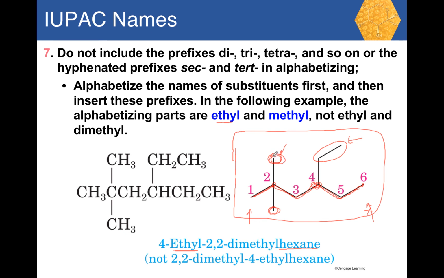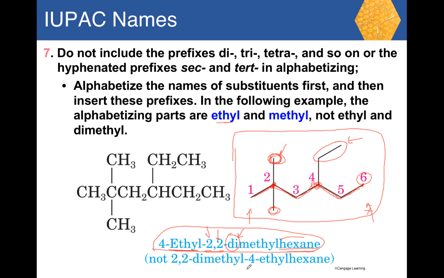Then we know that M comes after, because that's methyl and methyl, and there are 2 of these. And they are on carbon number 2. So we say it's a 2,2. Notice we have to put 1 and 2, two 2's, to represent this dimethyl right here. So the IUPAC name now becomes 4-ethyl-2,2-dimethylhexane. Why hexane? Because we have 6 carbons.